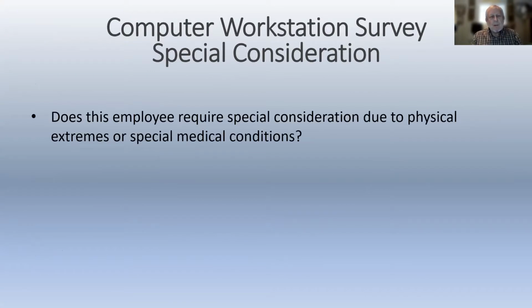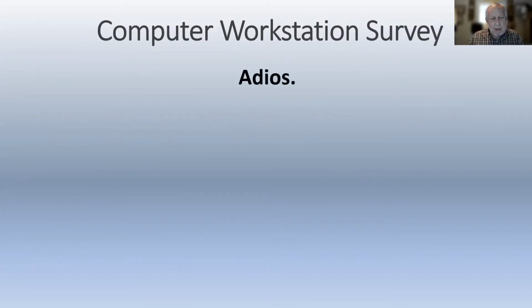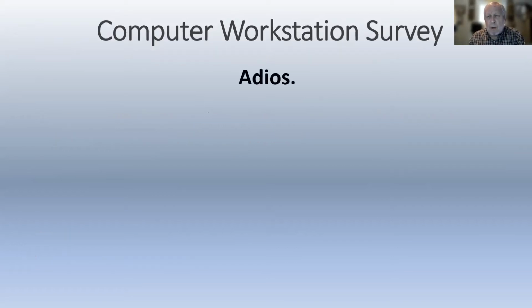Special considerations. This employee requires special consideration due to physical extremes or special medical conditions. Now, this one you want to check with a supervisor. This is something you might want to get somebody else involved to handle. For instance, maybe HR, if somebody has some special needs. Maybe have somebody in your company that even deals with that. But generally speaking, most of the time that's not going to come into play. But if it does, by all means, don't give up on the person. By all means, try to help them, but you're probably just going to have to get somebody else to help you out.